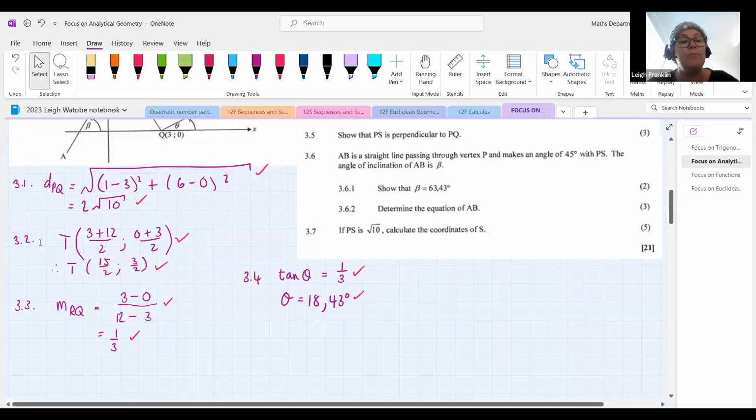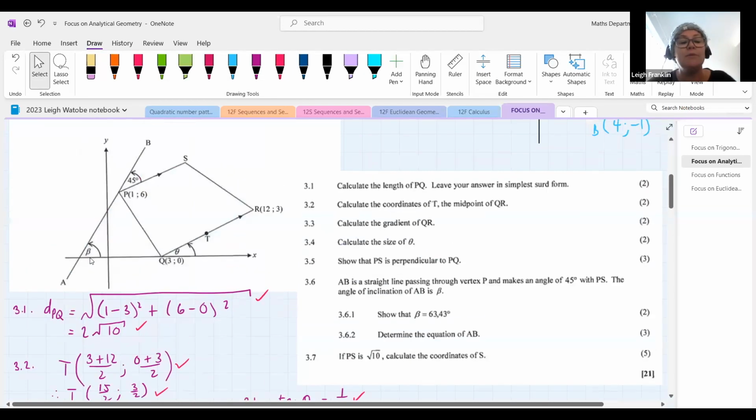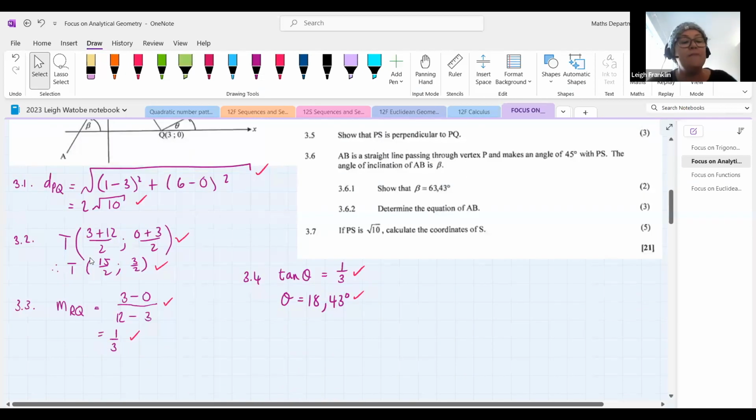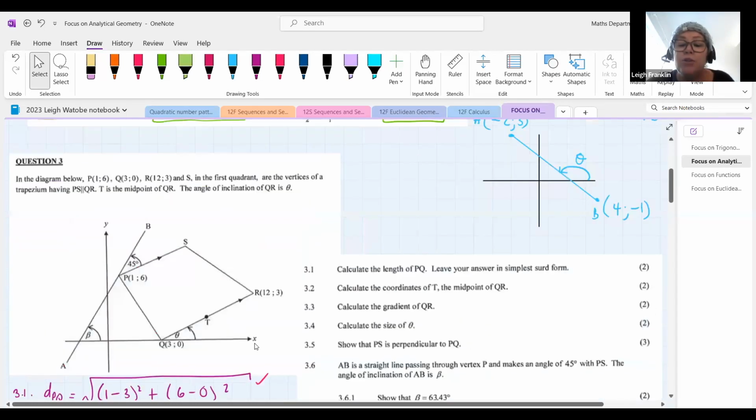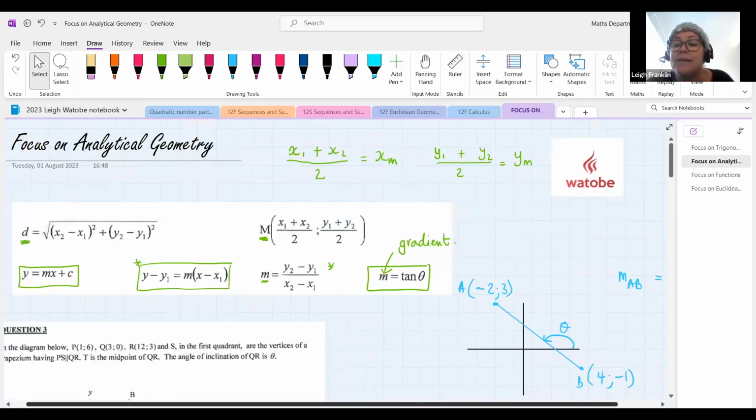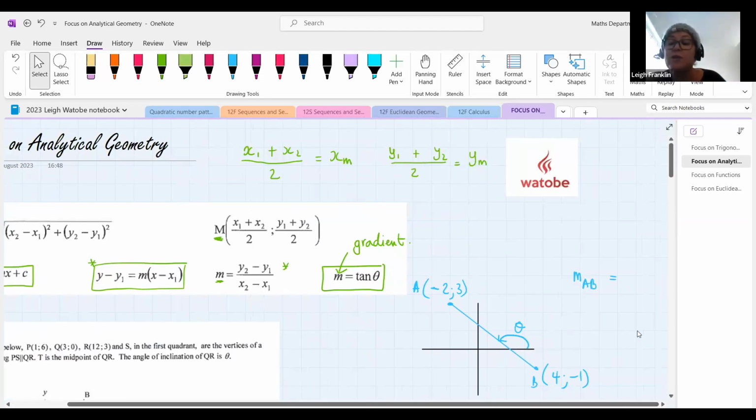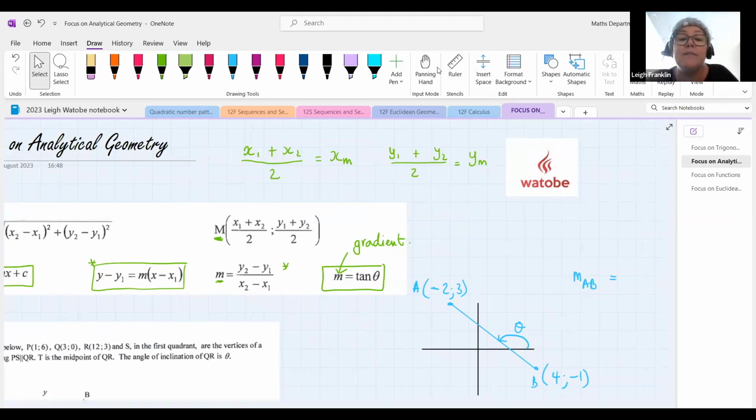If you have a look over here on the left-hand side, when I calculated the length of PQ, I wrote there DPQ, and I correctly labeled T, my midpoint. And when I was calculating the gradient of line QR or RQ, I labeled that that was what I was trying to do. So little things like that can help, especially when the questions become a little bit more complicated, as they so often do.